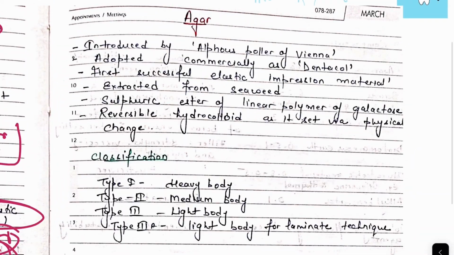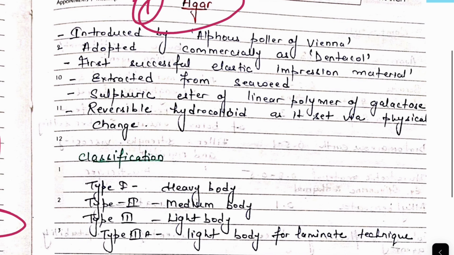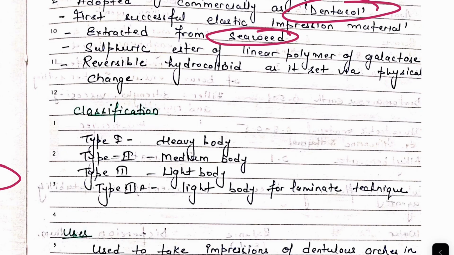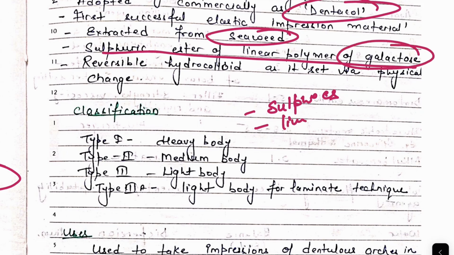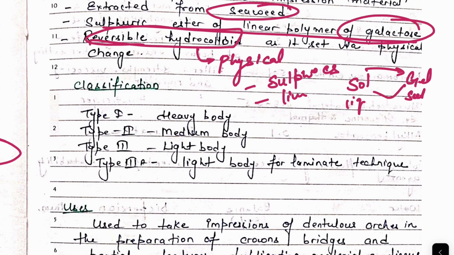Now talking about agar, so this is our first hydrocolloid. It is also called dentacol. It is extracted from a seaweed and it is sulfuric ester of linear polymer of galactose. Okay, so just remember sulfuric ester of and linear polymer of galactose. It is called reversible hydrocolloid because it sets by physical reaction and it is reversible. So remember the sol and the gel. The sol is like a liquid and gel is like a solid. So it can transition between the solid and the liquid depending on the temperature.